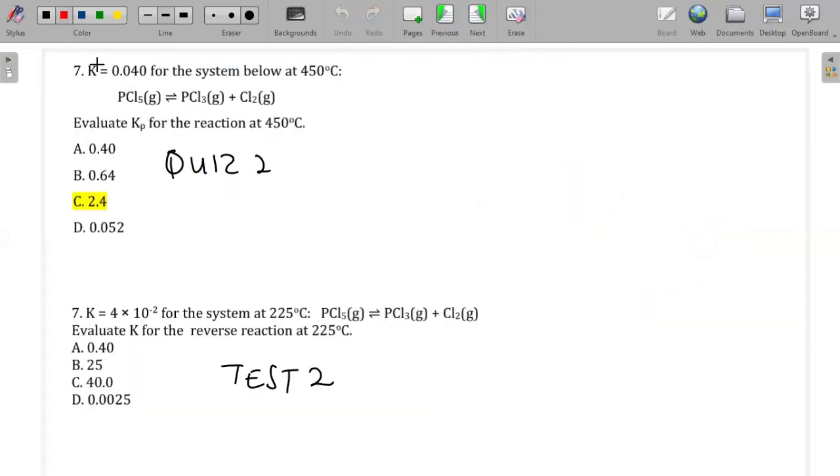They're saying if K is equal to 0.040 for the system below at 450 degrees Celsius, calculate Kp. So Kp is the equilibrium constant in terms of the pressure, and Kc is the equilibrium constant in terms of the concentrations. Kp is related to Kc by this formula: Kc times RT to the power of the change in n.